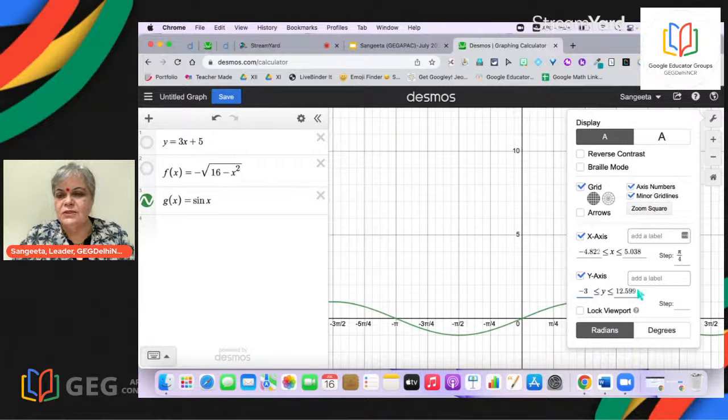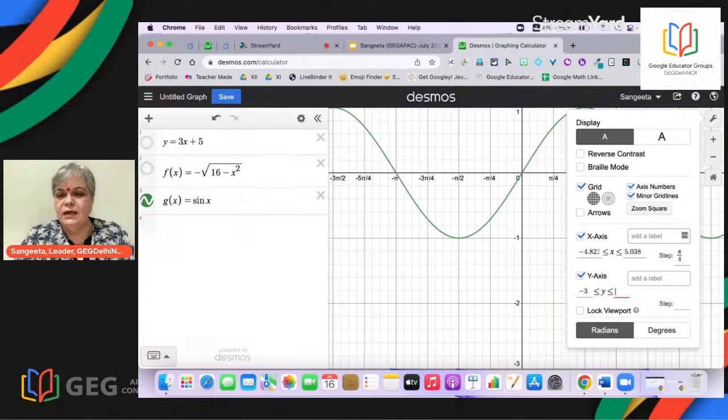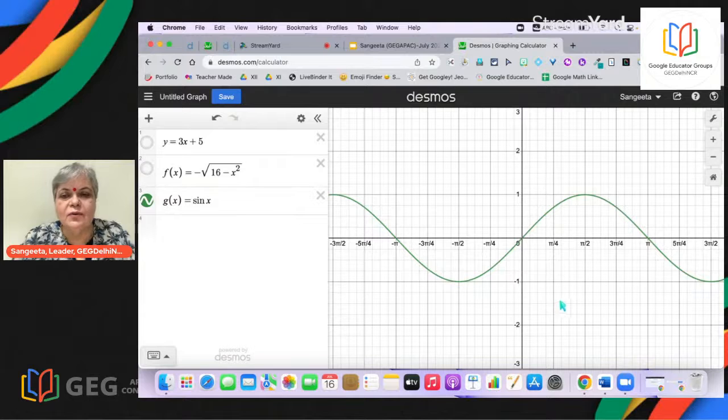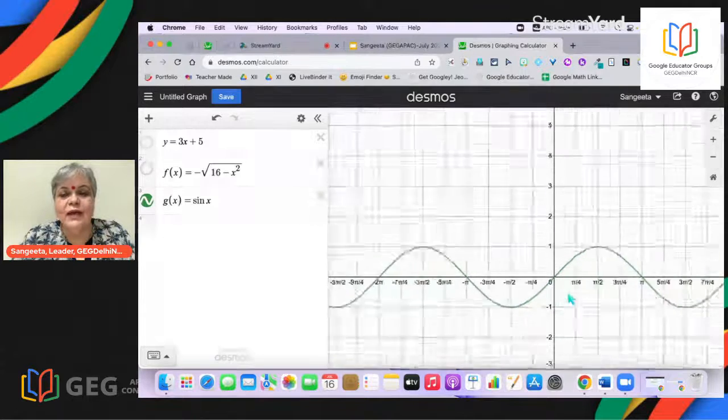I don't need so much in the y-axis negative area, and then I have 3, and you can even take the steps to be 1. So let's see if that has made it look different. It has. So you're looking at the graph coming in.